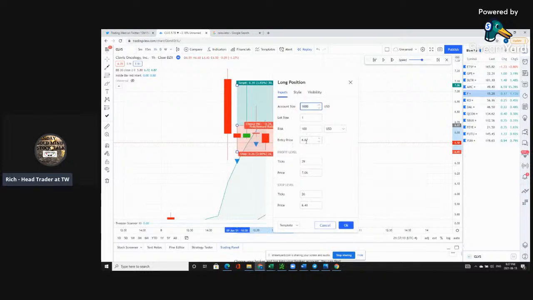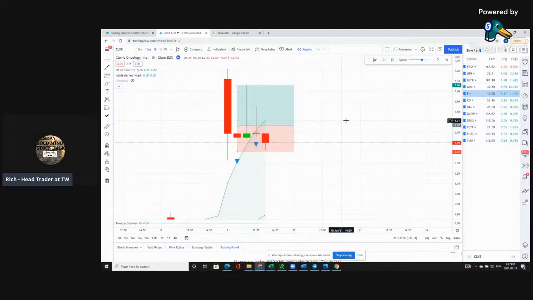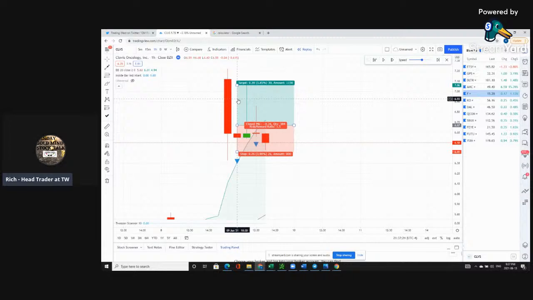So your entry is $6.67. Your stop is $6.41. You're risking $1,000. So you would have been able to lock in some of your position here at 1-to-1. So let's say you locked in 50% at 1-to-1, and you locked in another 25% at 1.5. Okay. So you're able to at least walk away with, let's say, $700 in profit. And then the rest of your stop is at break even. All right. So that's how you do it.